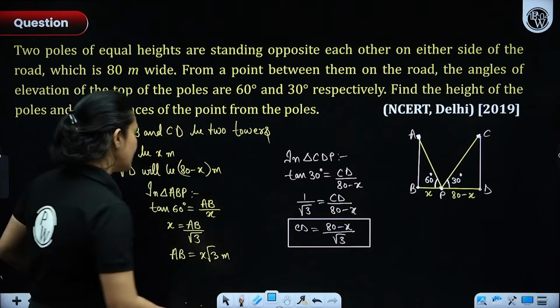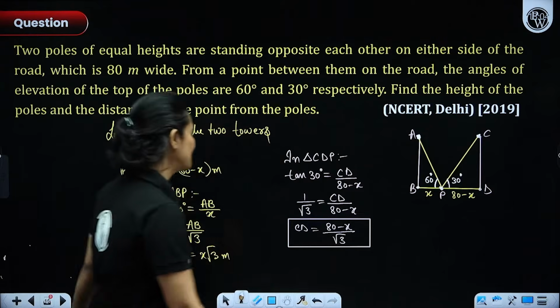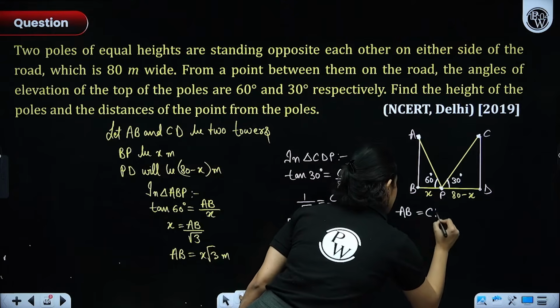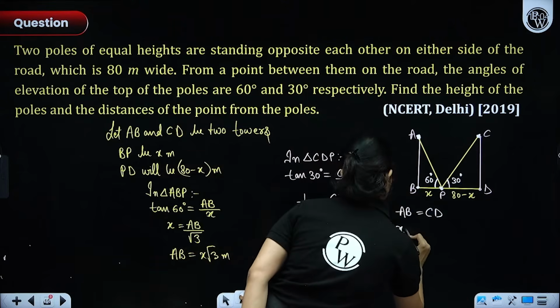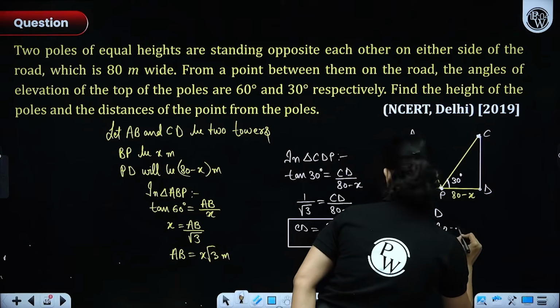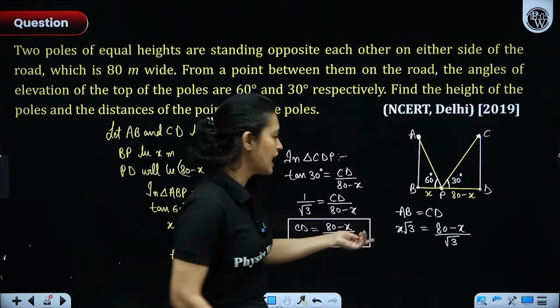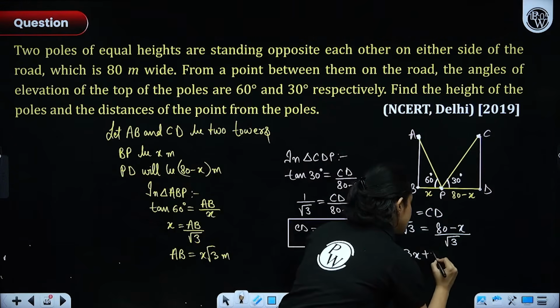Now I know that AB and CD are equal. So I'm going to put them equal and see what we get. AB is equal to CD. AB is equal to X root 3 meters, and CD is equal to (80 minus X) over root 3. Now this is easy to solve, everyone. You will take root 3 to the other side. You will get 3X. Then this negative X comes here, so plus X is equal to 80.